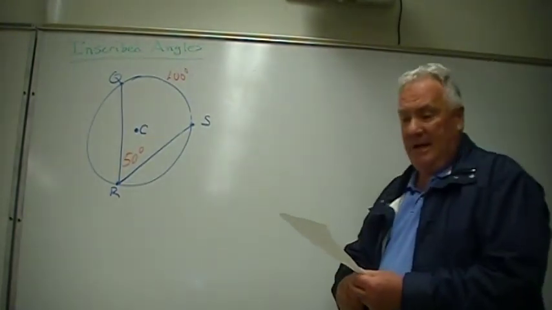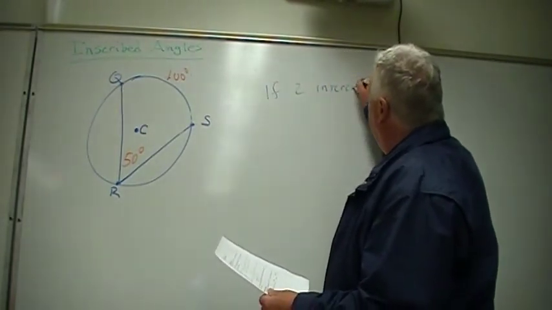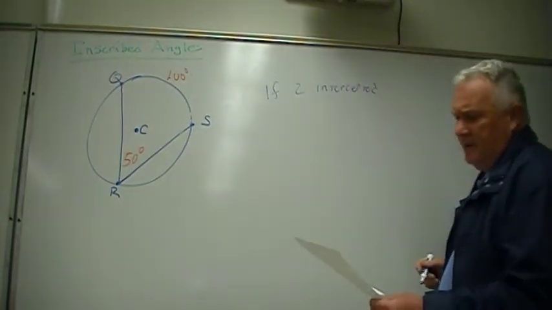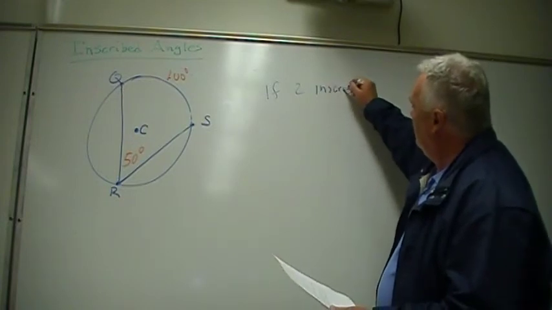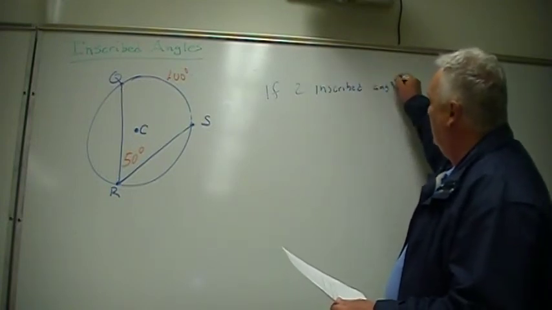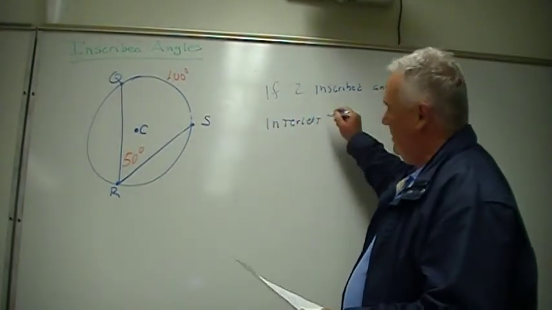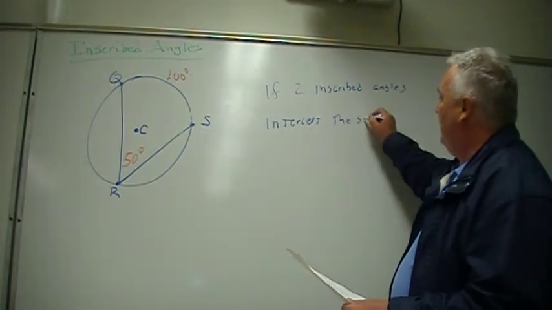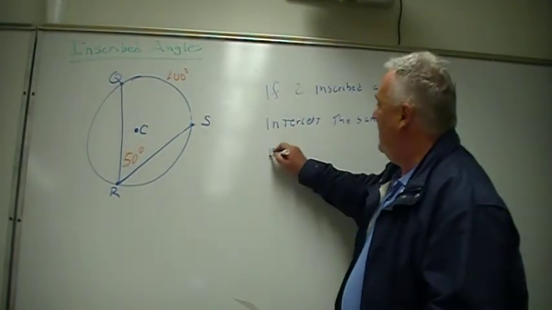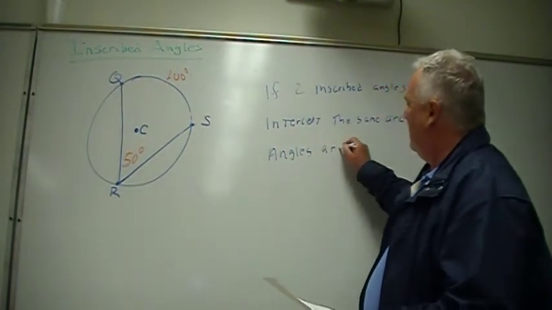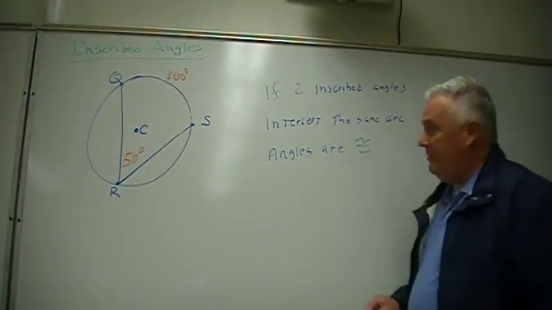Next, theorem 10.7. It says if two inscribed angles intercept the same arc, then the angles are congruent. And here's what that would mean.